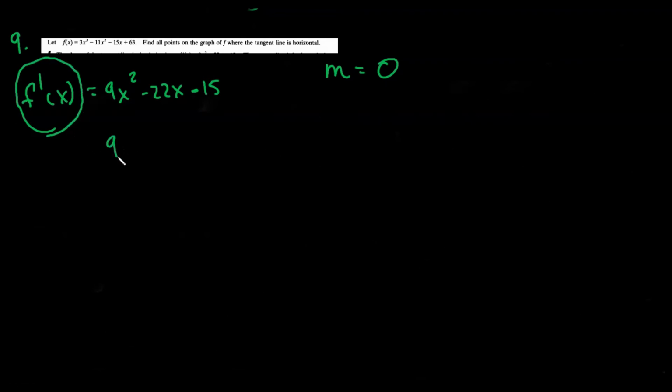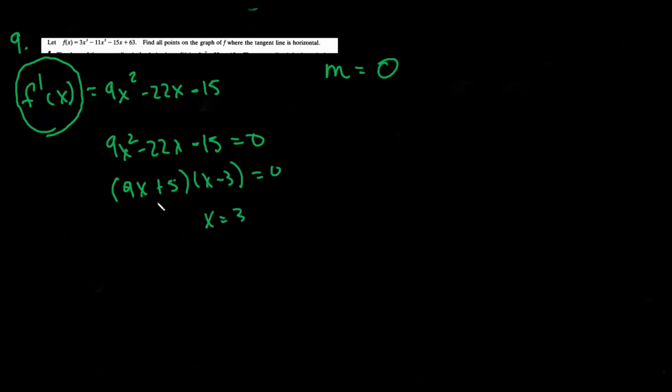So we set 9x squared minus 22x minus 15 to 0, and factoring this out, you can use the quadratic formula if you want, but we get (9x plus 5)(x minus 3) equal to 0. So x equals 3, or x equals negative 5 over 9. These are the x values of points on the graph where the tangent line is horizontal.